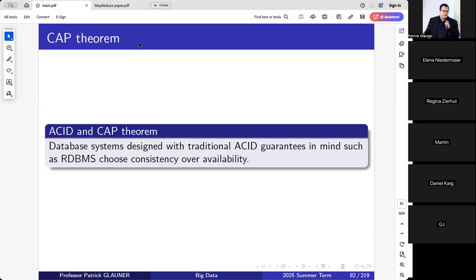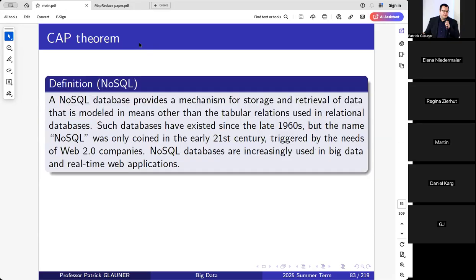Now, it turns out in distributed systems, especially in this big data world, social networks, and so forth, there is a different set of guarantees. First of all, the kind of database systems I want to refer to now are often referred to as NoSQL. Who of you has ever heard that term, NoSQL? Good, some. It's a term that became popular maybe some 15 years ago or something like this.